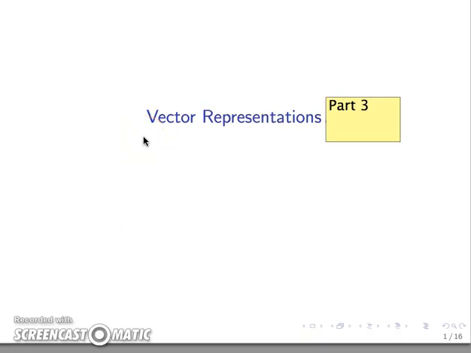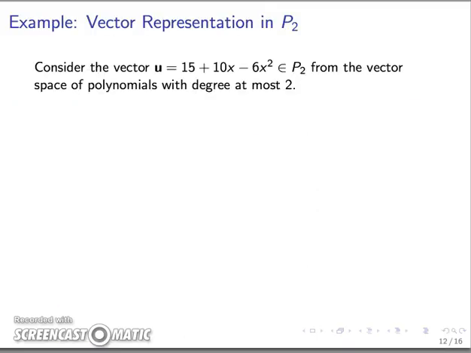This is part 3 of vector representations. So let's now discuss an example in the vector space of polynomials of degree 2. P sub 2 is a vector space of polynomials of degree 2.